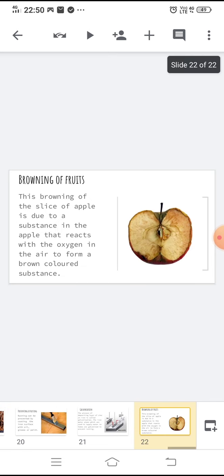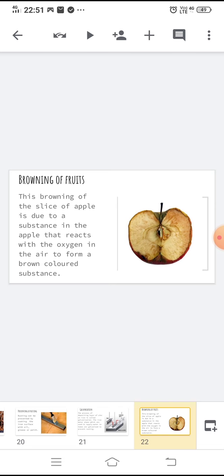Then, have you seen what happens to a slice of apple if it is left exposed to air for some time? Yes, it becomes brown in color. This browning of the slice of apple is due to a substance in the apple that reacts with the oxygen in the air to form a brown colored substance. This is a reaction that is similar to the rusting of iron.